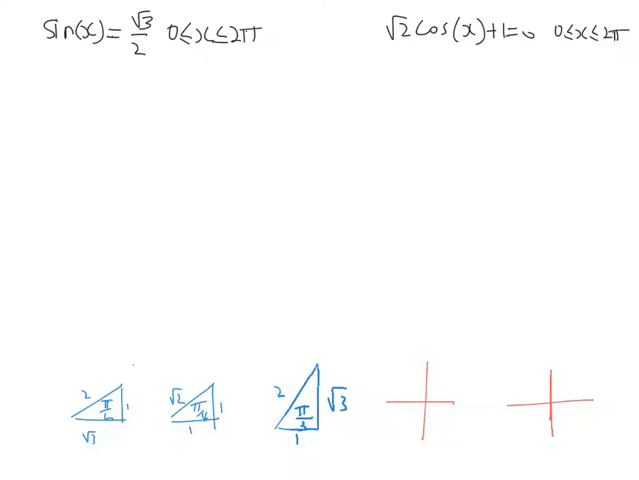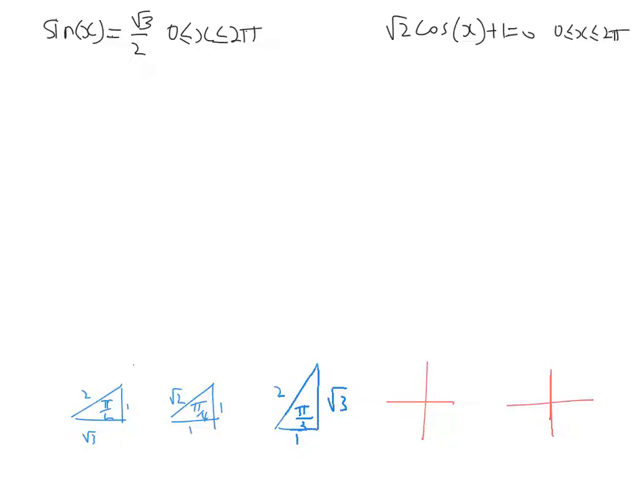Okay, now when we solve trigonometric equations, what we're trying to do is solve for this value of x. So now we're saying sine of x equals root 3 on 2. Or in this case, we've got something a little bit more complicated. We're saying root 2 times cos of x plus 1 equals 0. And we want to solve these between 0 and 2 pi for both of them. Now, given that it tells us this as our domain, that means we want to use radians.